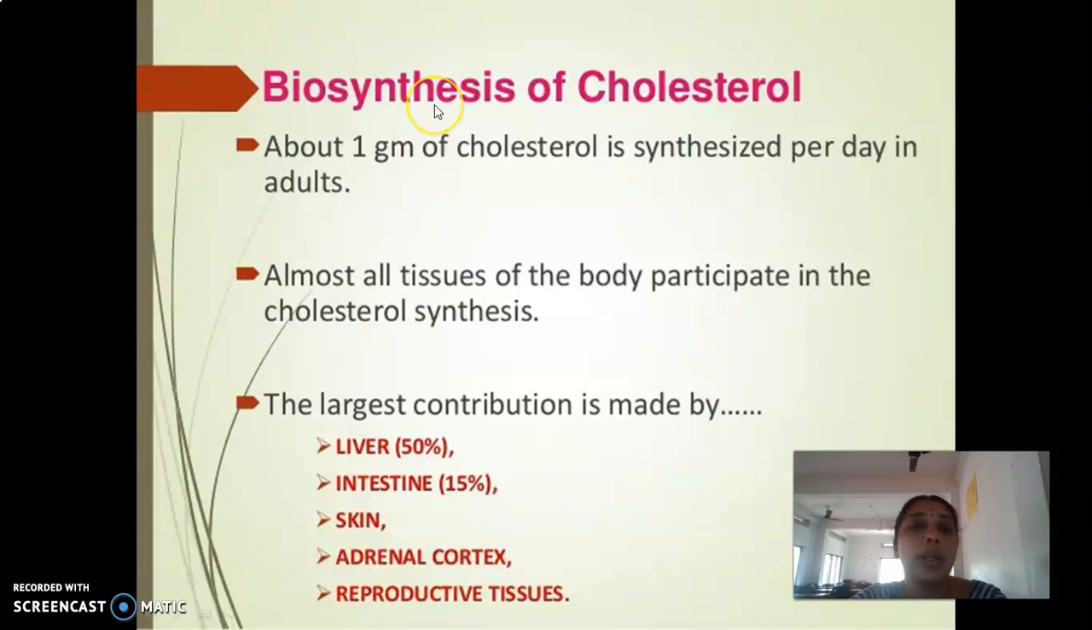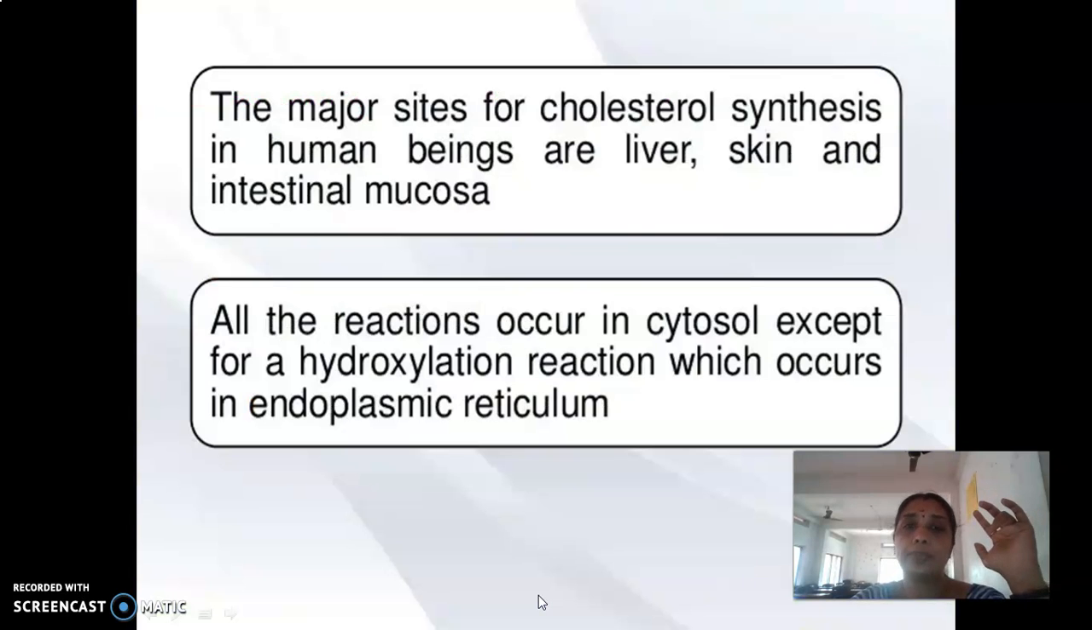About 1 gram of cholesterol is synthesized per day, and almost all the tissues participate in the synthesis of cholesterol, and the largest contribution is made by the liver. I have told you that of the around 500 milligrams synthesized by the body, 250 milligrams are synthesized by the liver, and the remaining 50% is contributed by the intestine, skin, adrenal cortex, reproductive tissues, etc. The major sites of cholesterol synthesis are the liver, skin, and intestinal mucosa, and all the reactions are cytosolic in nature except for the hydroxylation reaction.